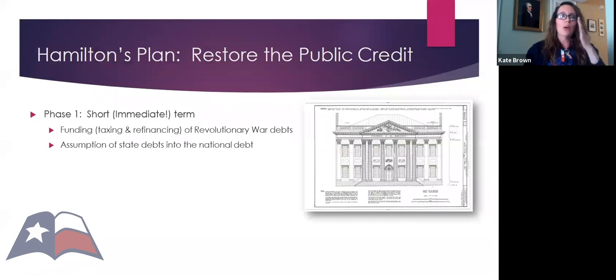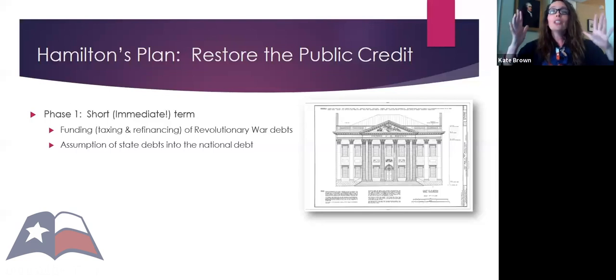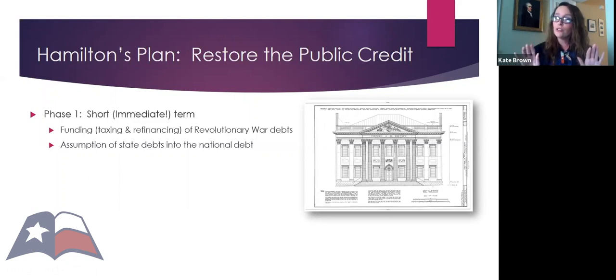Phase one, like I said before, is the short-term phase. It's the immediate, how do we stop the bleeding right now? Which is really important because, as I just described to you, the 1780s was like a disaster economically speaking. So when Hamilton comes onto the scene, he really quickly formulates a plan to fix this, a short-term immediate restoration of the public credit. And he's got two parts of this plan, funding and assumption. I will talk about each of them. And then after I describe each of them, I'll go back and talk about the controversy and the opposition that popped up.